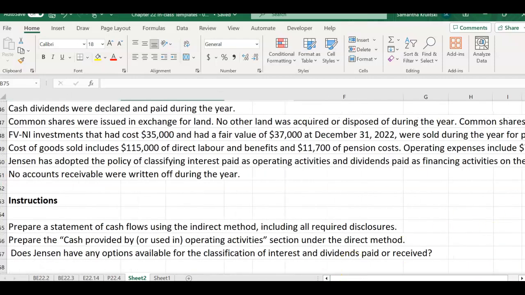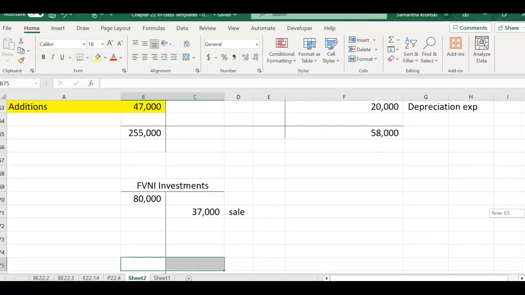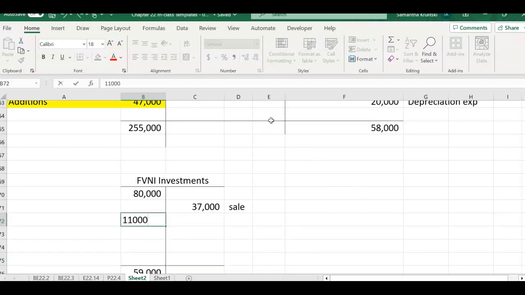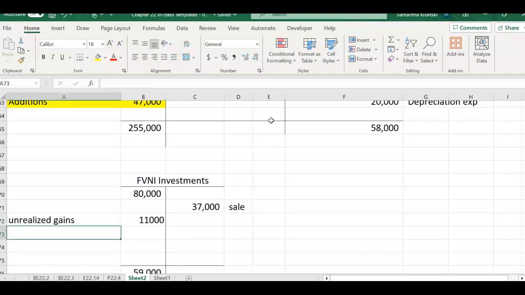We know that this fair value bump is going to be recorded into the fair value net income investments T account. So we're going to have 11,000. This is our unrealized gain. So we're accounting for all of these things. That $13,000 of realized gain is included in this $37,000. It's the bumps in the investments that were sold.